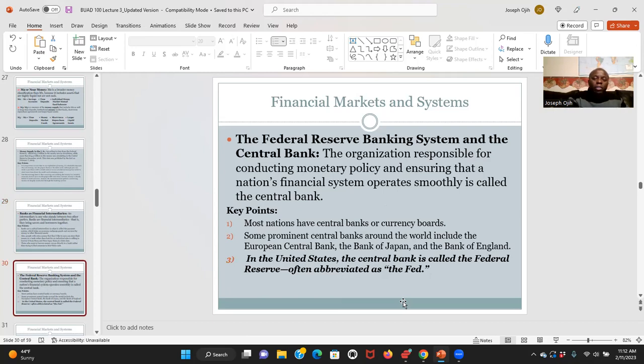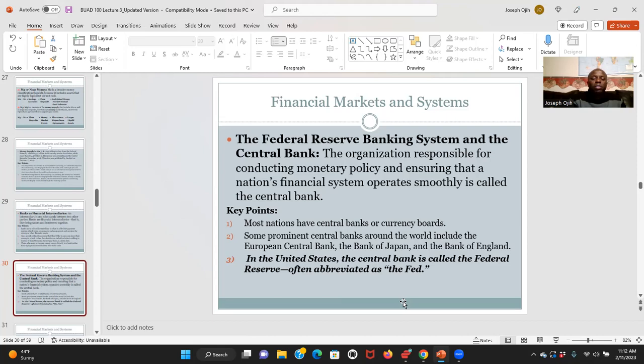So this leads us to the Federal Reserve System and the central bank. In other countries, the general name for it is the central bank, but some countries have a unique name for their own. For example, in the US, it is called the Federal Reserve. The main function of the Federal Reserve System in the US is to conduct monetary policy and to ensure that the nation's financial system operates smoothly.